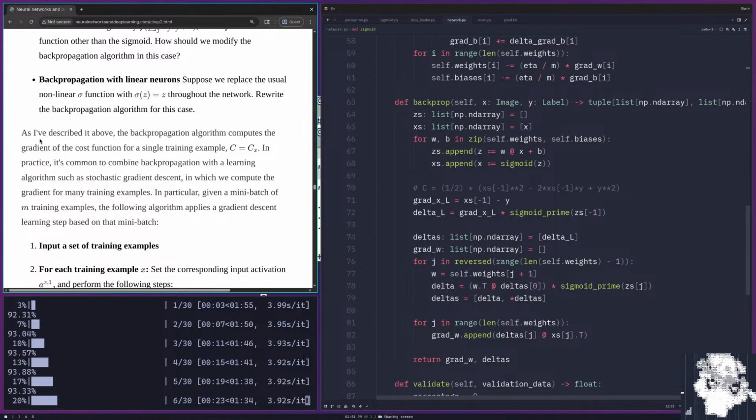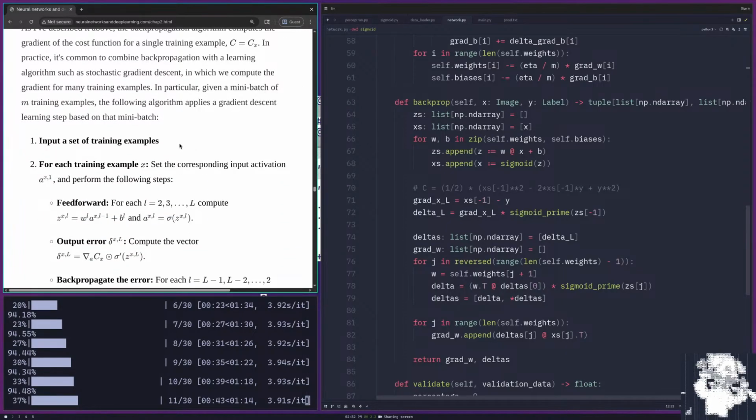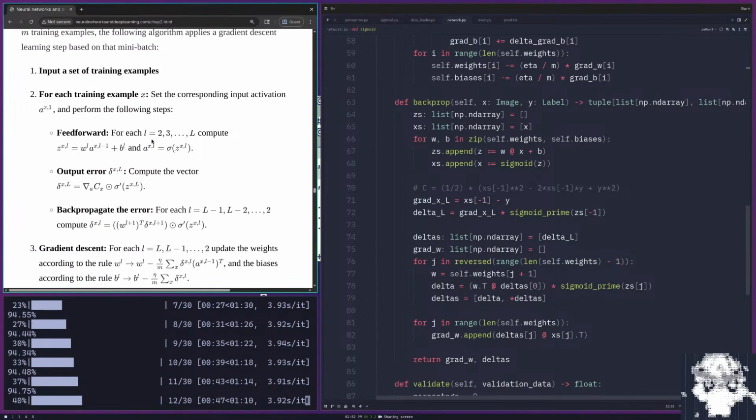As I've described it above, the backpropagation algorithm computes the gradient of the cost function for a single training example, C equals C_x. In practice, it's common to combine backpropagation with a learning algorithm such as stochastic gradient descent, in which we compute the gradient for many training examples. In particular, given a mini batch of m training examples, the following algorithm applies a gradient descent learning step based on that mini batch. So he's just going to re-describe the algorithm we've already done.